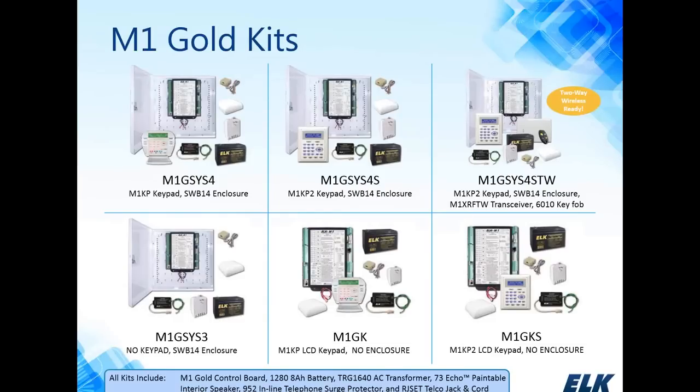So we have different kits for the M1 Gold, and again, that's the control that we're going to be focusing on throughout this presentation. The kits are set up so that you can choose different keypad options, or whether or not you want the 14-inch enclosure, which is standard with the kits. Some kits do not have that enclosure, so that you can either get our 28-inch enclosure, or if you happen to need something even larger than that, you can use a different enclosure with the system. We also have our two-way wireless ready kit, which includes the wireless transceiver, and the price point of that kit basically allows you to get that wireless transceiver for free. It also includes a key fob, so then you can add all the other two-way wireless devices that you need, and we'll be going over those in more detail as we go through the presentation here.